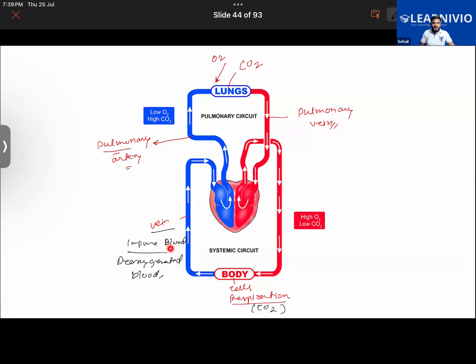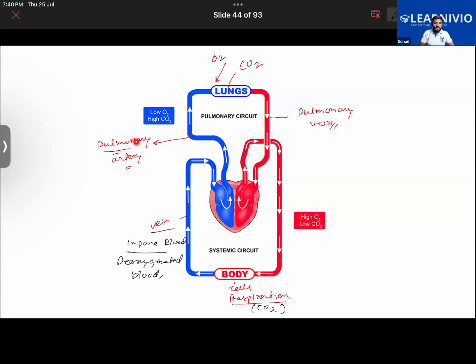Impure blood flows from the veins to the heart. Now the heart pumps that impure blood to the lungs, so that carbon dioxide gas is removed from the blood. You would be exhaling it, right? Here there's a special type of blood vessel called the pulmonary artery.